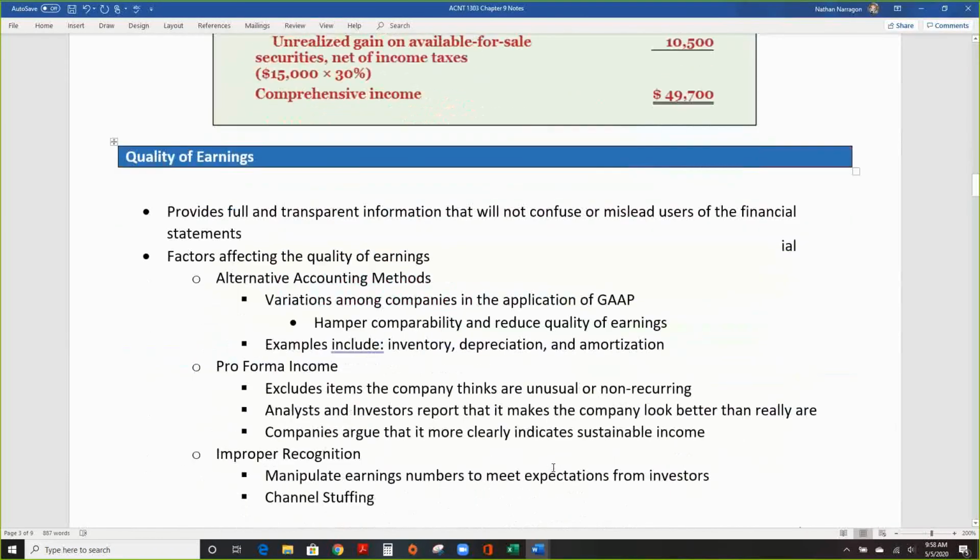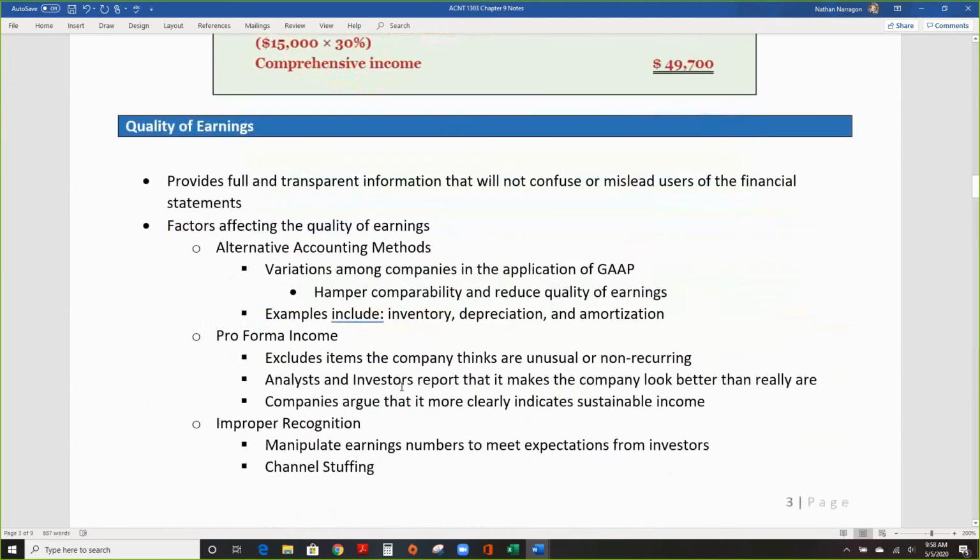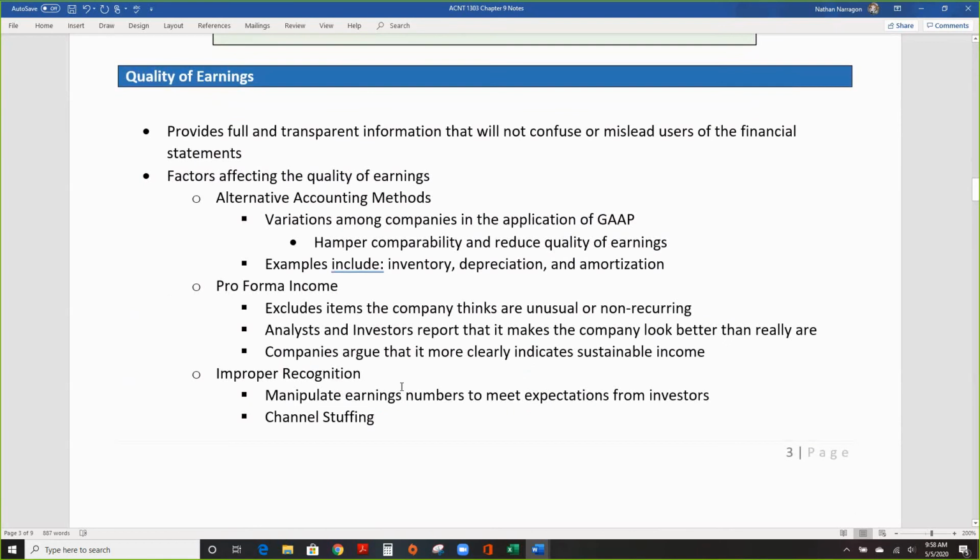Now, the next part, this is sustainable income. Really, again, all it's looking at is to make sure, are you really going to make income or not? Quality of earnings, though, we're going to provide full and transparent information that will not confuse or mislead users of the financial statements. Basically here, we give our full disclosure. So we're going to tell them this is how it is, this is what it looks like, all these different factors that are affecting it, and so forth. So this is really the analysis that's going on.